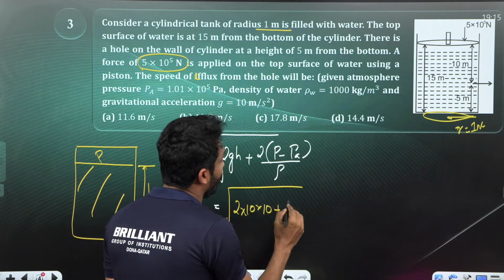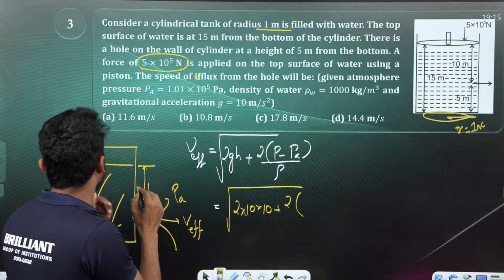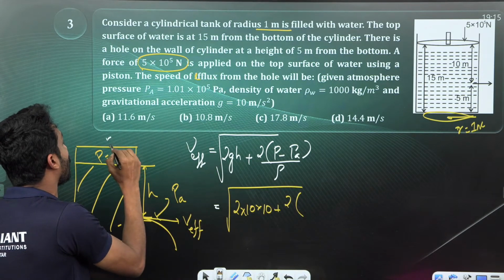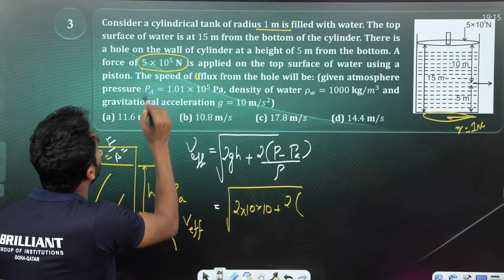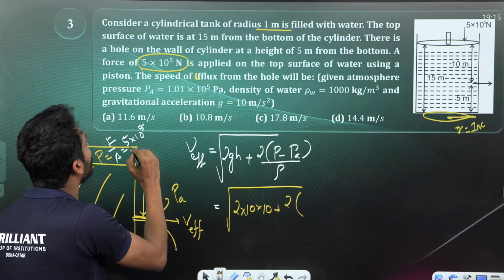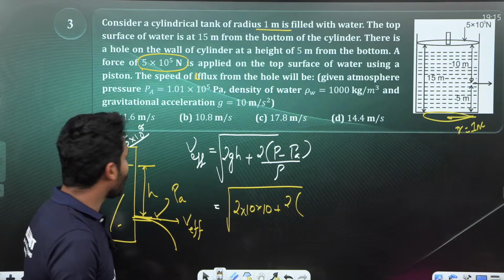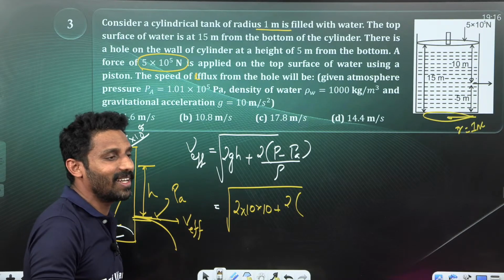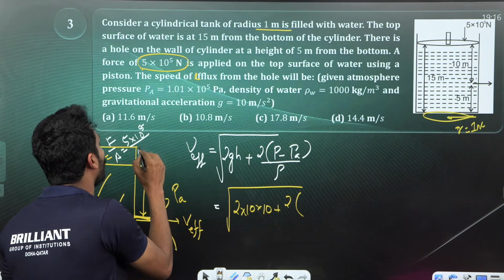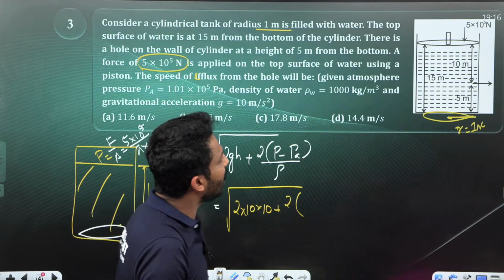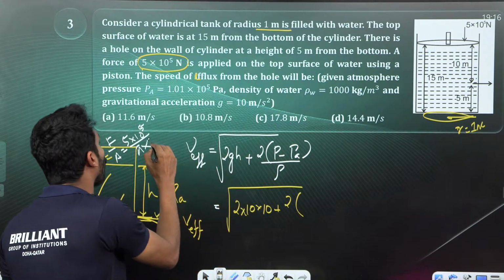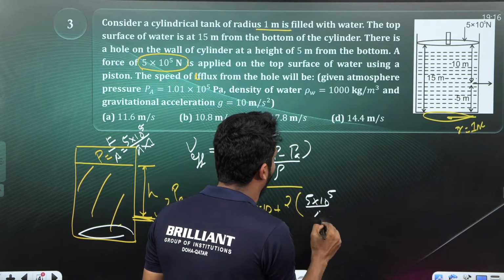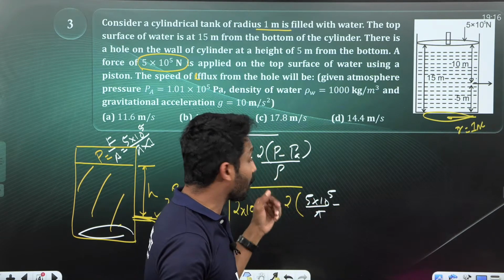10 plus 2 into, what is the pressure here? See, the pressure here is equal to force divided by area. Force is 5 into 10 raised to 5, isn't it? Divided by, what is the area? Area of this one is pi r square. This is a circular area. Pi into square of the radius. What is the radius? It is 1 meter. So pi into 1, that is simply pi. 5 into 10 raised to 5 divided by pi, minus atmospheric pressure 1 atm.